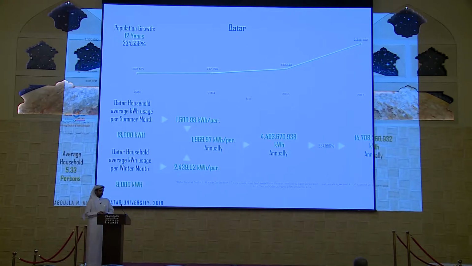Based on some figures I got from Kahrama, the average monthly use in the summer is 13,000 kilowatt hours versus 8,000 in the winter. If you calculate that, per year, as of now, we're using about 4 million megawatts of energy. And if you project that with the expansion growth that we have calculated, we're going up to about 14 million.